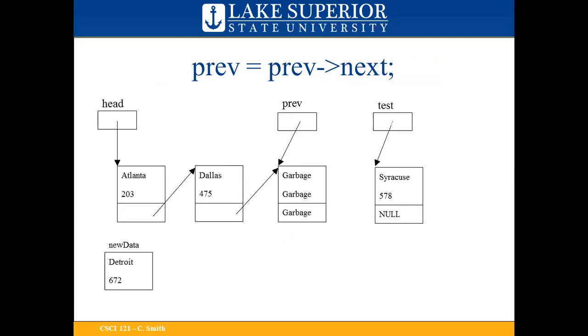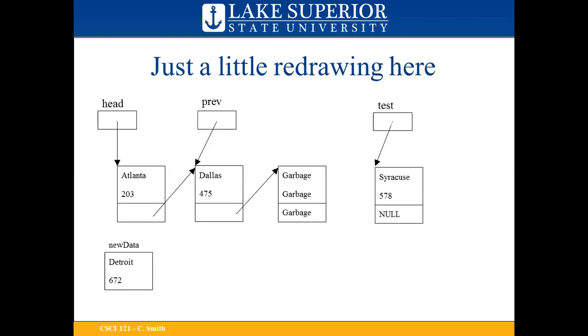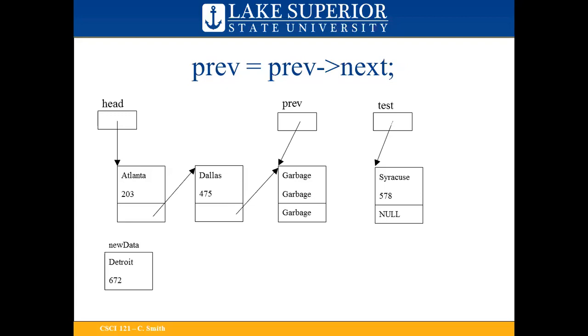So the next thing we need to do is move previous. So remember, one slide ago, previous was here. Now I'm moving it up to here. Previous equals previous arrow next. That just makes it easier to copy data and fix up the pointers and that kind of stuff. So we've moved previous to that newly allocated space.